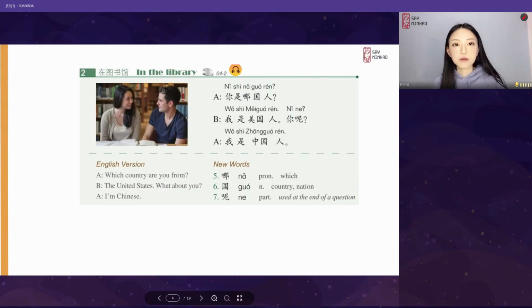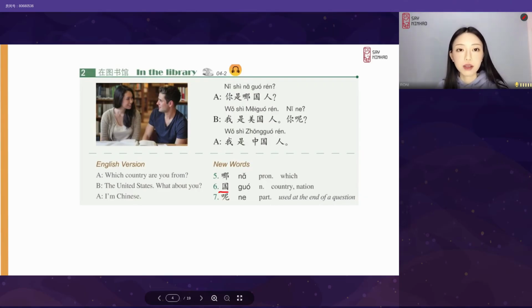The first new word for text 2 is 哪, na. The initial n, the final a, and the tone is the third tone. Na. Read after me, please. Na. It is a pronoun and it means which. Na.